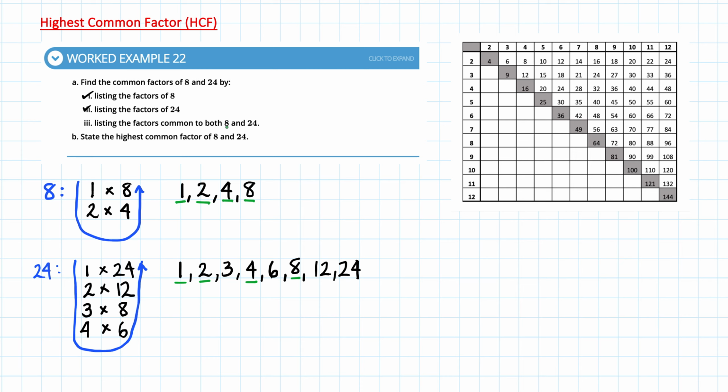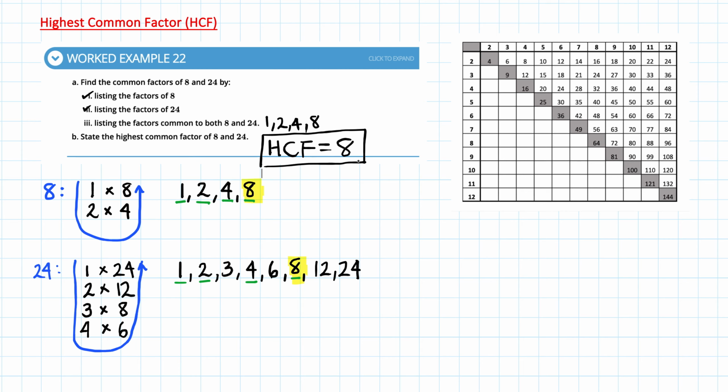So there I have all the common ones. Listing the factors common to both, because it says listing, your answer in your book should be 1, 2, 4, and 8. Wonderful. State the highest common factor. From the ones that we have found that are common, which one is the highest? So the highest common factor is 8. Agree? So we state that the highest common factor is equal to 8. And that's our answer. Okay?